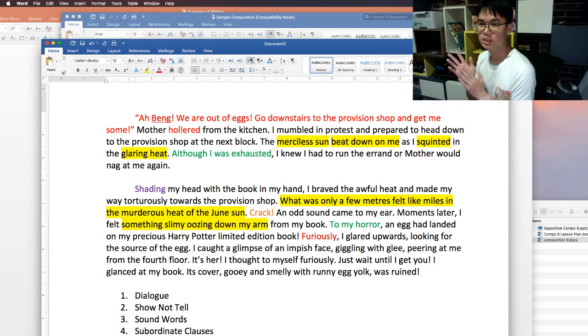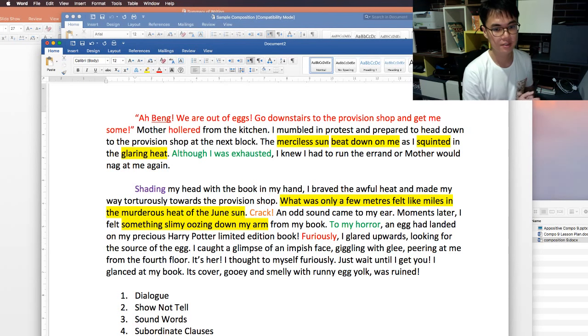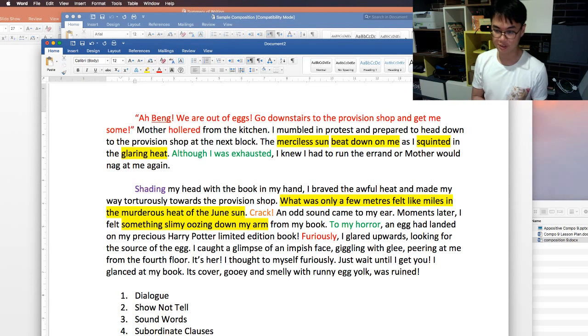Okay, impish. Impish doesn't mean evil. It just means like really mischievous and naughty looking, all right? Yeah, that's what it means. Okay, good. Now take a look. Can you catch where the strategies are? Yeah, impish means naughty. That's right. Good.